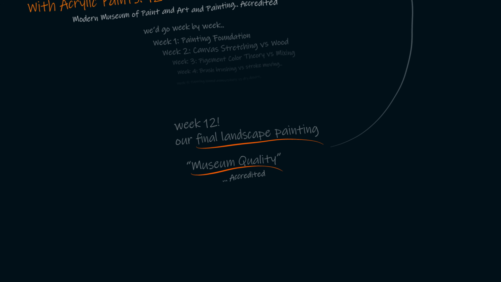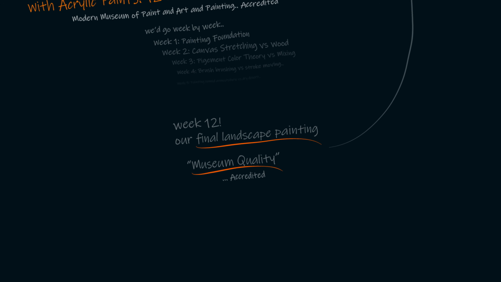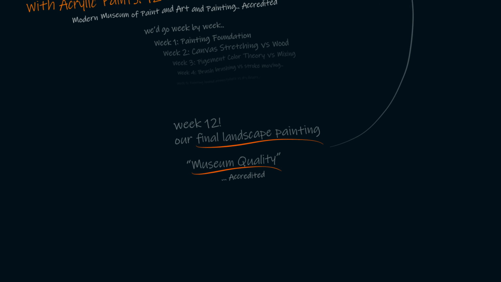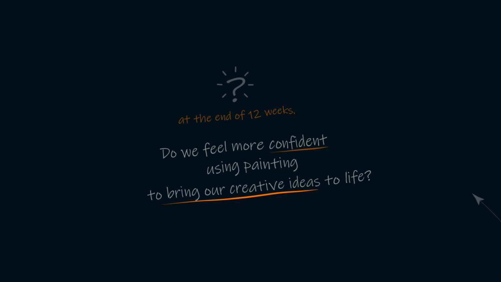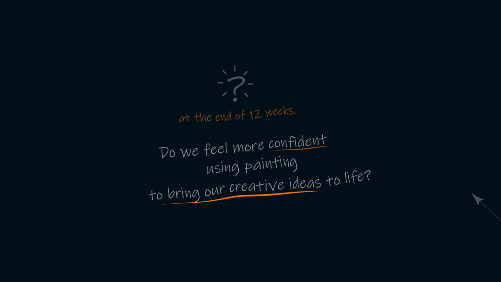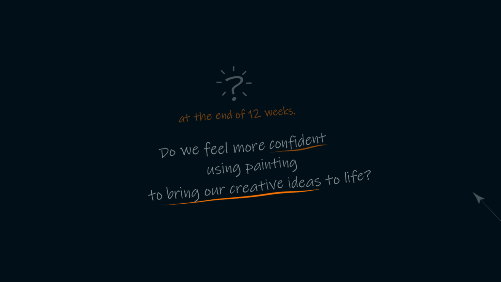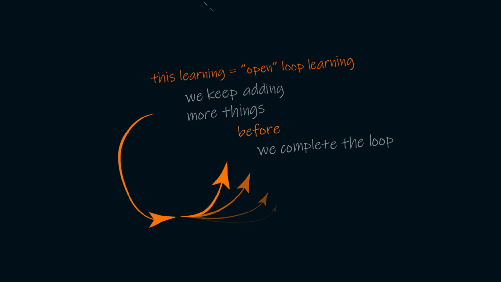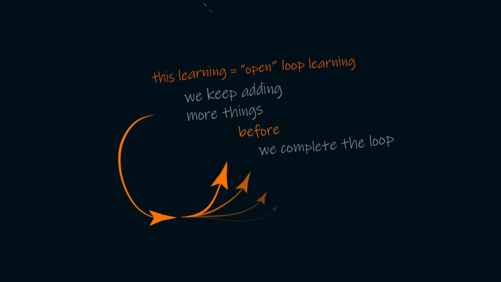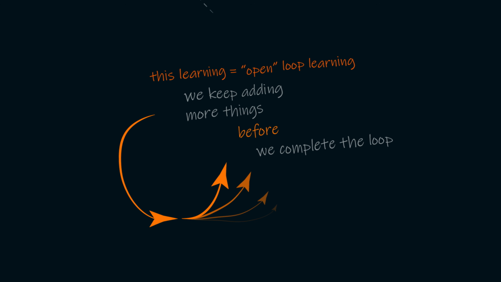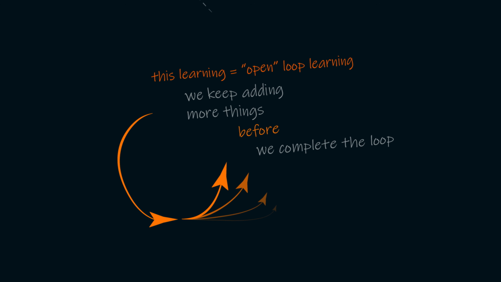But remember, this one is museum quality. And then at the end of our 12 weeks, we'd ask ourselves, do we feel more confident using painting to bring our creative ideas to life? Would you feel more confident using painting to bring your creative ideas to life? This type of learning is an open loop, where during the iteration of the loop, we continue to add more knowledge and more information to our learning before we complete a single loop.